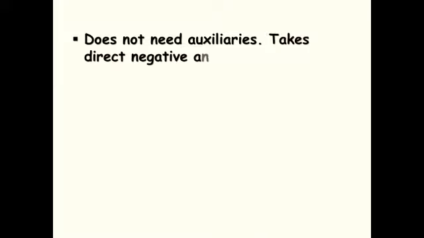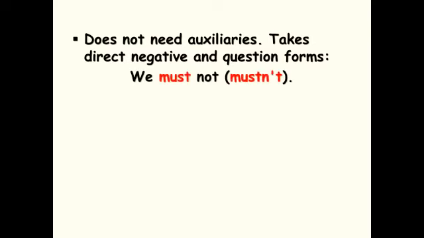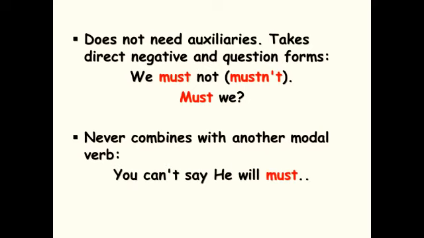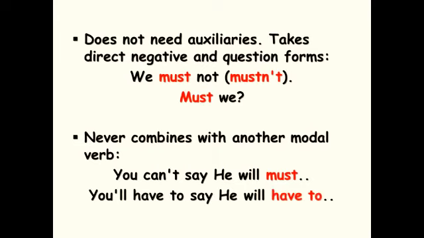It takes direct negative and question forms. Example, we must not or mustn't. Must we? Finally, it never combines with another modal verb. Examples, you can't say he will must. You'll have to say he will have to.